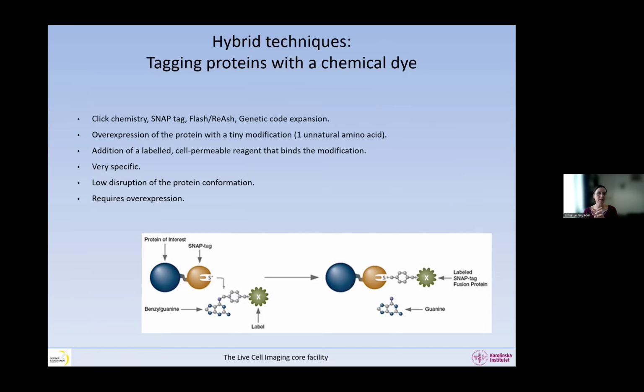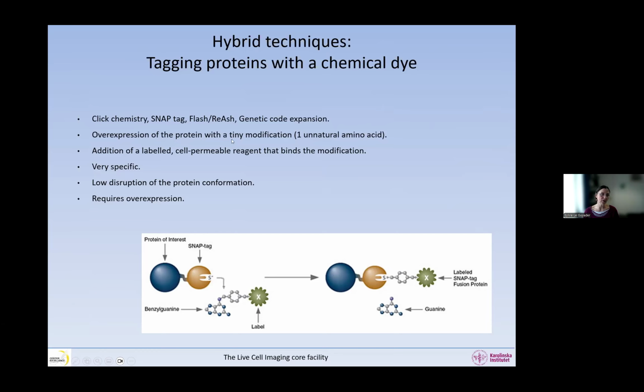A combination of chemical fluorophores and protein fluorophores gives the hybrid techniques. We have lots of tagging proteins that are very convenient, but the problem is that many protein fluorophores are very big. If you want to label a very small protein, the size of the fluorophore is going to be significant, and it may interfere strongly with the normal function of the protein you want to tag. Therefore, it's much better to have a tiny modification of the protein. Click chemistry, SnapTag, FlAsH-ReAsH, or genetic code expansion, for example, are techniques that use this hybrid system where we have both a protein that is overexpressed and a chemical.